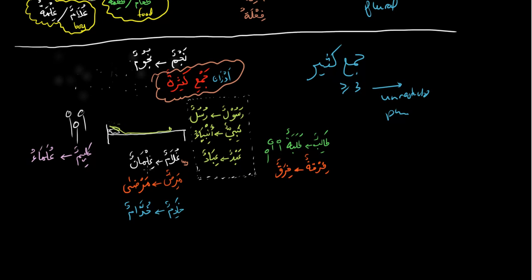But ghulamun, ghilmanun is a jama kasir, meaning lots of boys. So that plural, ghilmanun, would be fi'lanun, like this: غلام، غلمان، فعلان. Okay, that's this.